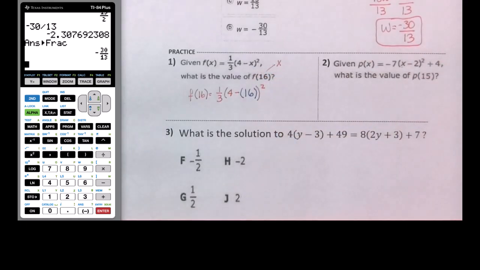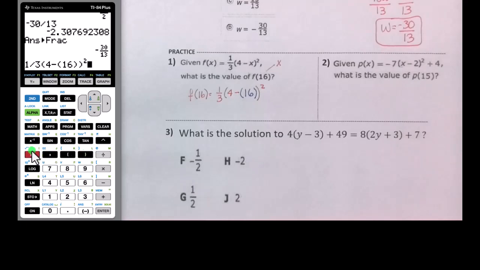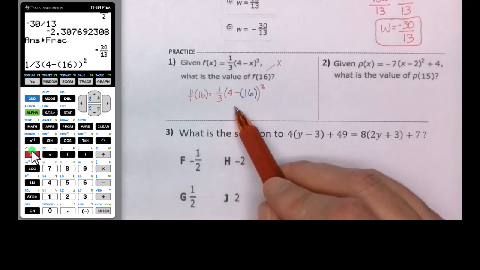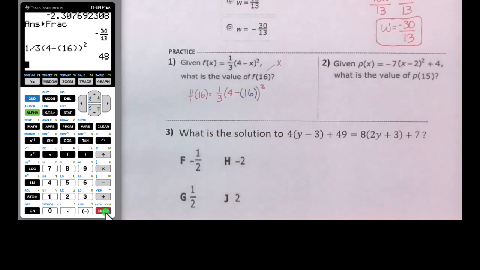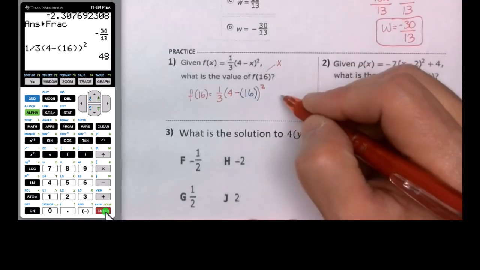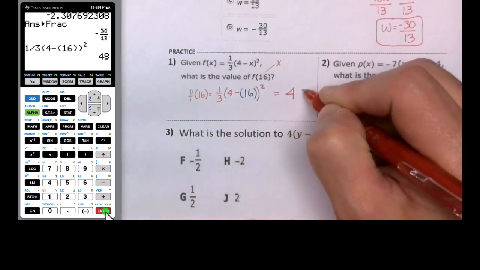And now I can use the calculator to enter those values. So I do 1 divided by 3, parentheses 4 minus, open parenthesis, 16, close parenthesis, squared. So double check that you wrote correctly, and we did. So press enter, and we get 48. So that's my answer.